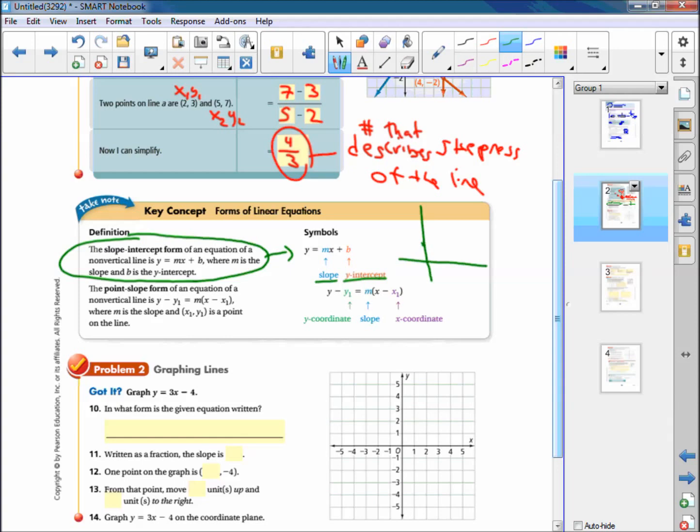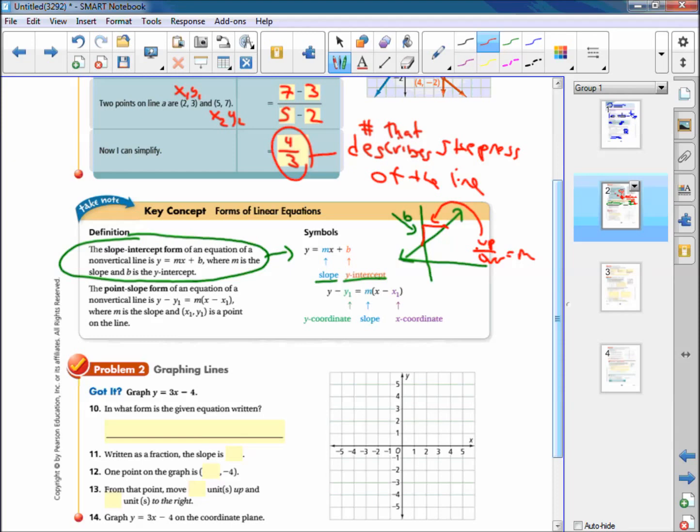So it would be something like this. Where it crosses here is b. And then this ratio of up and over is the m. Together, the up divided by the over makes the m.